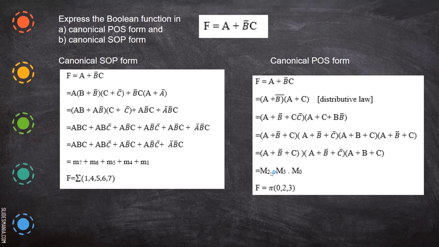So 0 1 0 is 2. Then here 0 1 1, which is nothing but 3. 0 0 0, which is M0. So this can be represented with the product symbol of 0, 2 and 3.